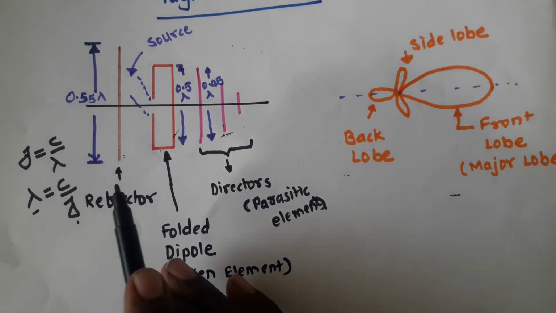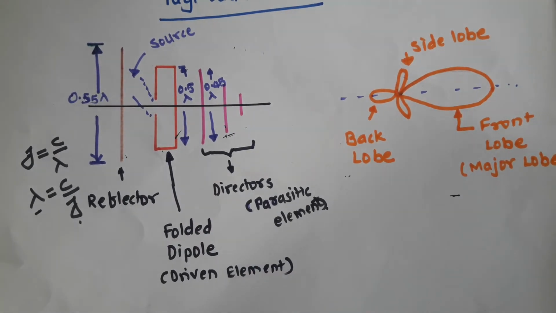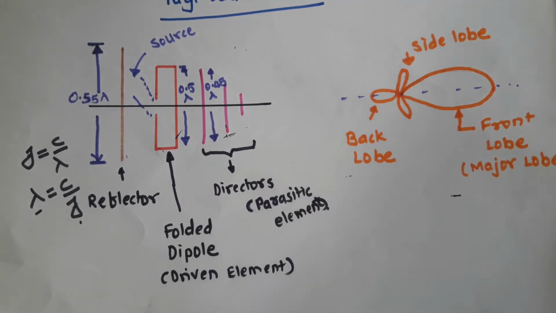Clear? So the role of the reflector is to improve the front to back ratio. Now what exactly do we mean by the front to back ratio? Front to back ratio is nothing but the ratio of the power density radiated in the forward direction to the power density radiated in the backward direction. So this is your front to back ratio. In this case, there should be minimum radiation in the backward direction and maximum radiation in the forward direction.